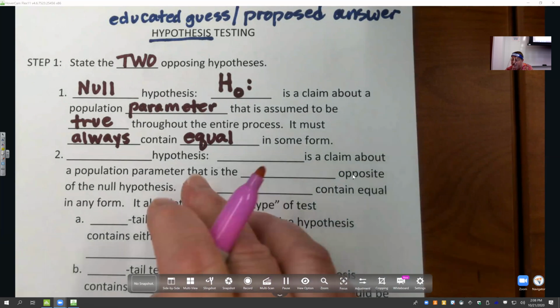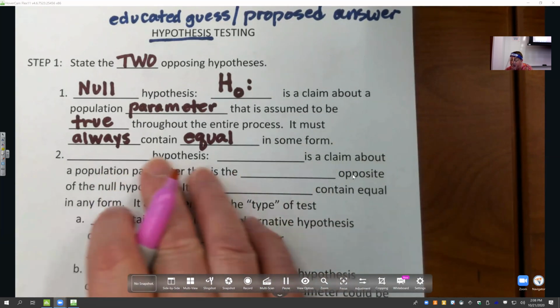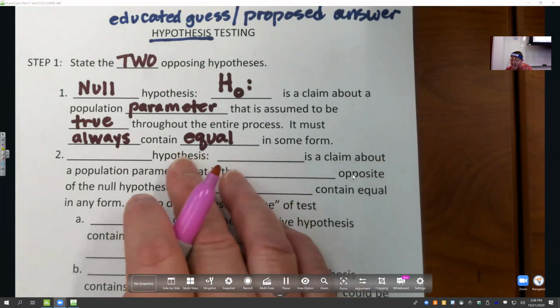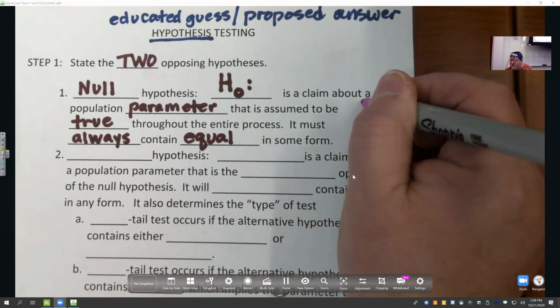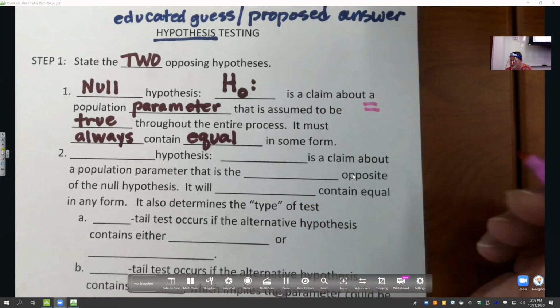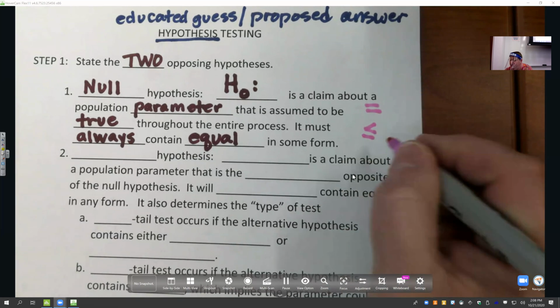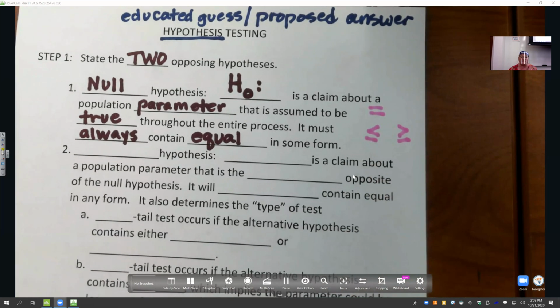The other statement here that's important to note is that the null hypothesis always contains equal in some form. So the three options you have here are it could contain equal, it could contain less than or equal, or it could have greater than or equal. Those are your three options as far as the symbol within the null hypothesis.